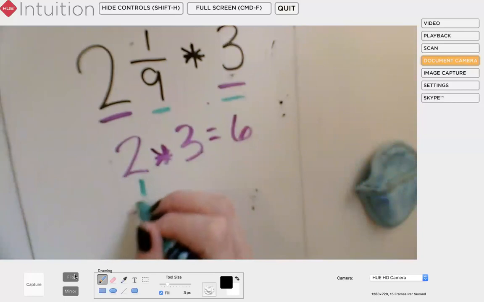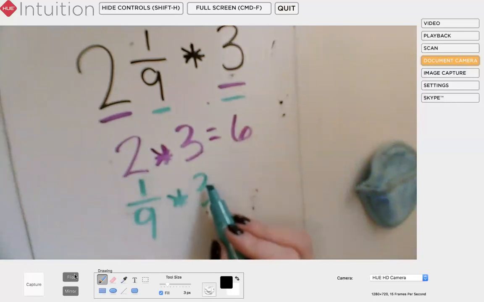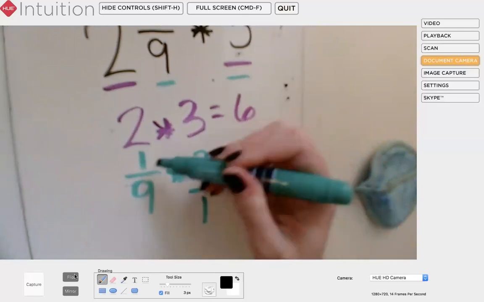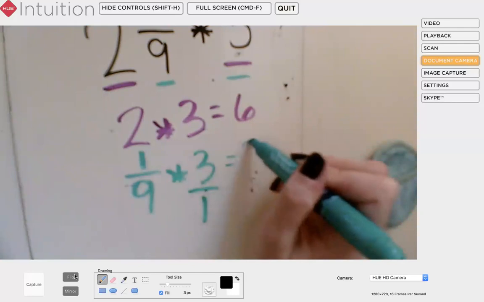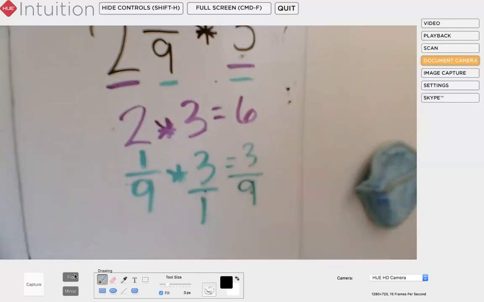So I'm going to have 1/9 times 3. Now once again, this is a whole number, so I'm going to put it over 1. Here I would have 1 times 3 equals 3, and 9 times 1 equals 9. So after I broke it up, I now see the whole number 6 and the fraction 3/9.